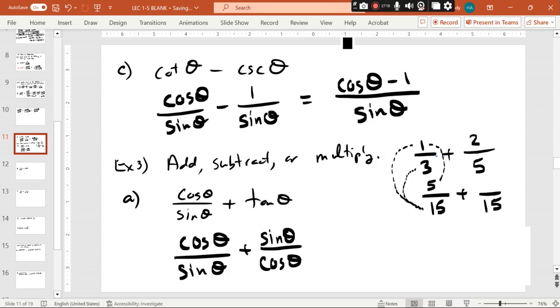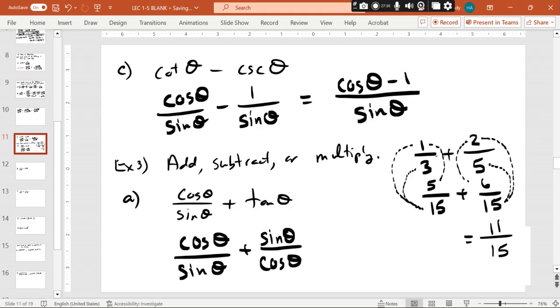Right? So same thing here. What number times 5 gives you 15? 3. We kind of keep it in our head, is that right? And we say 3 times 2 gives us 6. And once that happens, then we can add these guys together. Okay, we're going to do the same thing here with trig functions.